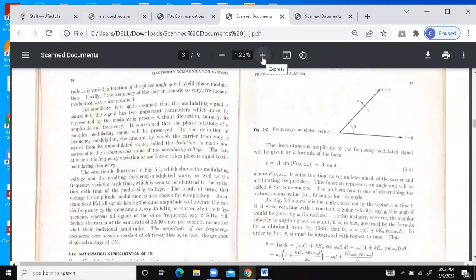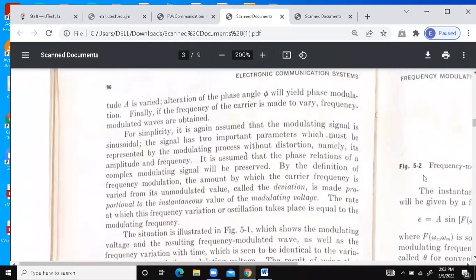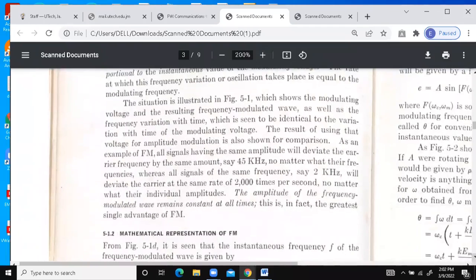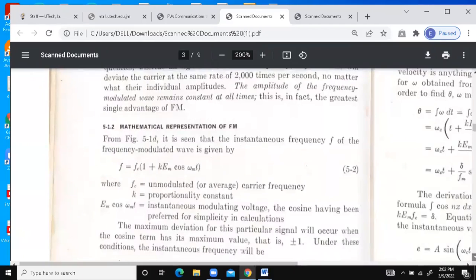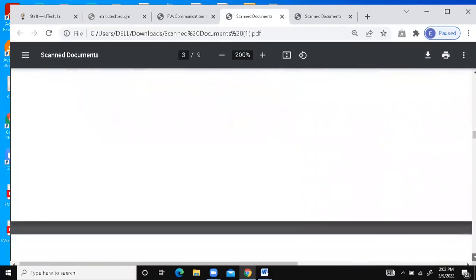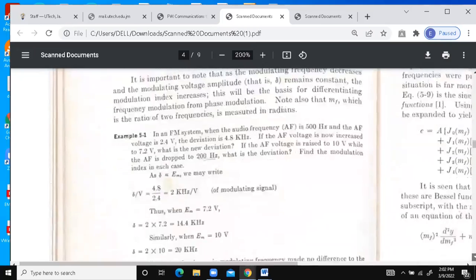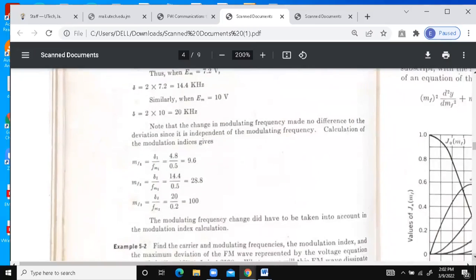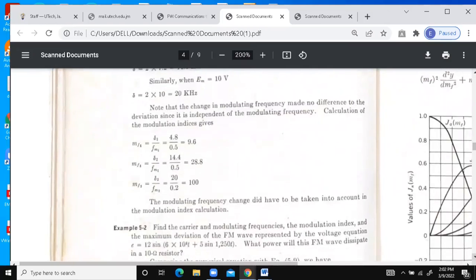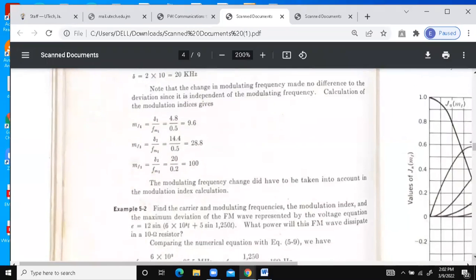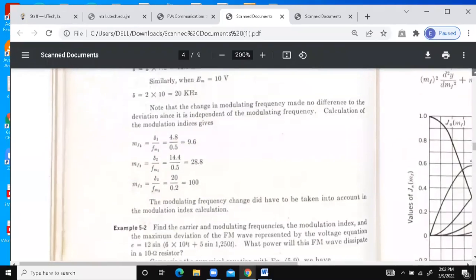See if we can get to the next brain buster. Easy brain buster. Okay. So let's try this one. Let's try this easy one.